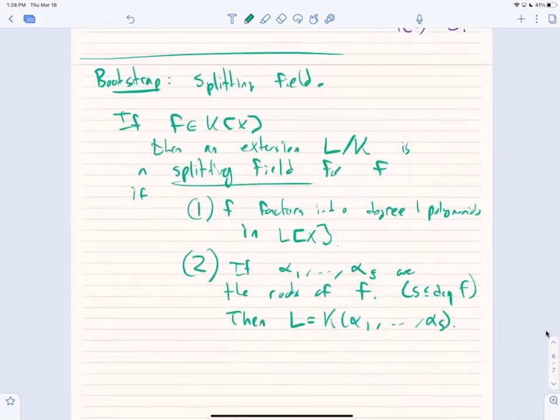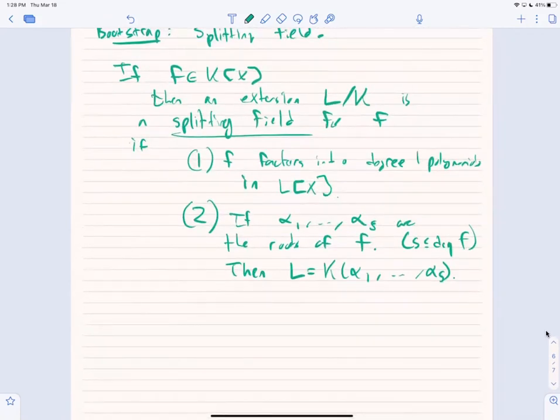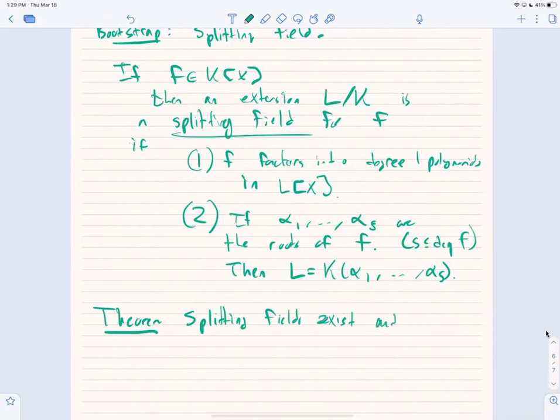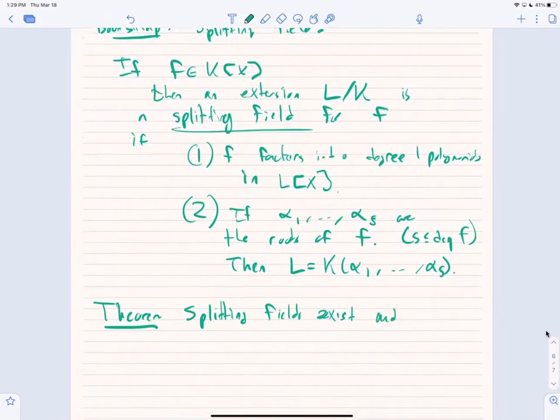Okay, so then the theorem where you bootstrap off the other one is: splitting fields exist. So if I start with a polynomial, I can always find a field where I have all the roots and it's as small as possible. So splitting fields exist. And just like we had a uniqueness statement above for the smallest field that contained a root, here we have a uniqueness statement too.